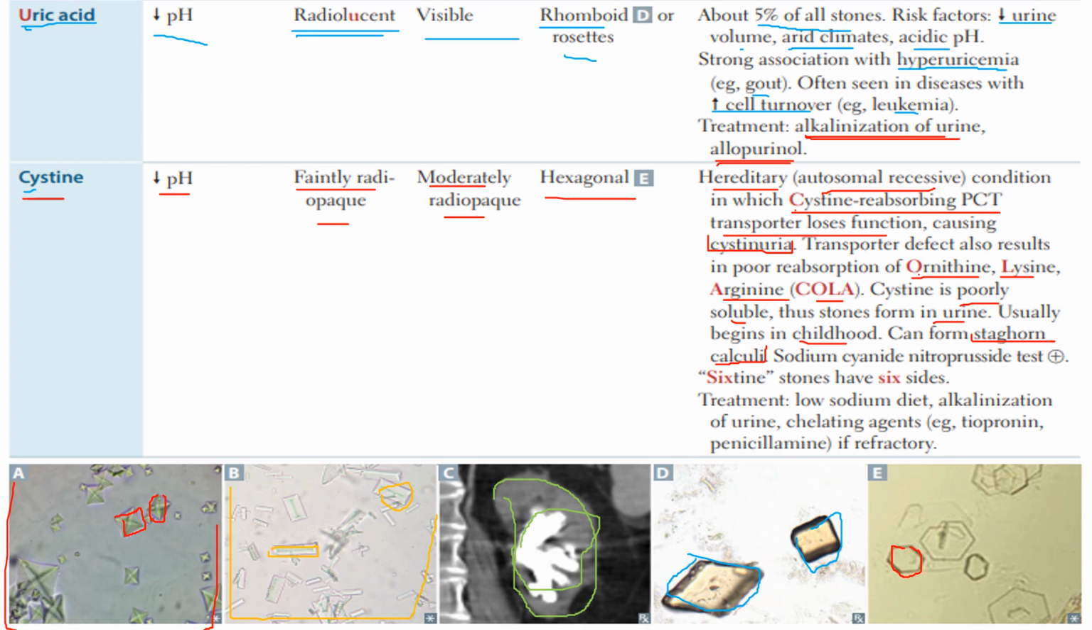Sodium cyanide nitroprusside test is positive. Also, we can say that cystine stones have 6 sides, meaning a hexagonal shape. Treatment includes low sodium diet, alkalinization of urine, and chelating agents such as tiopronin, and penicillamine if refractory.